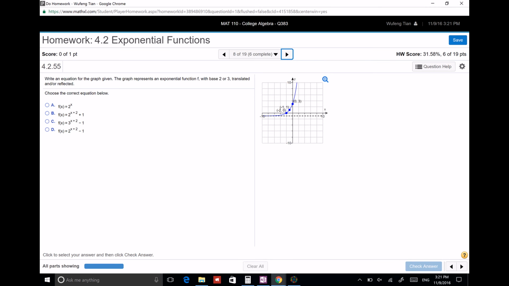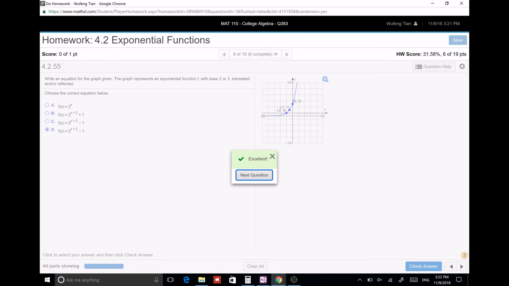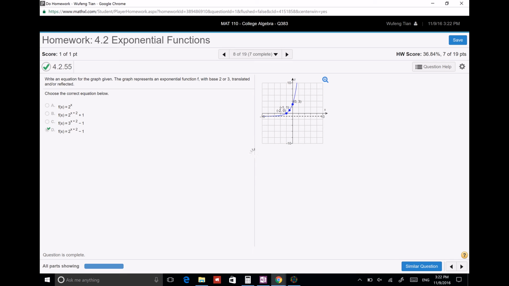Okay, so now this one. Write the equation for the given function. Which one is right? That's pretty simple. You just plug in the function and see which one gives you the right answer. First one, x equals 0, y equals 3, no. Second one, no. Third, no. Only D gives you that. Plug 0 into the function, y equals 3. A, B, C, none of them give you 3 for x equals 0.